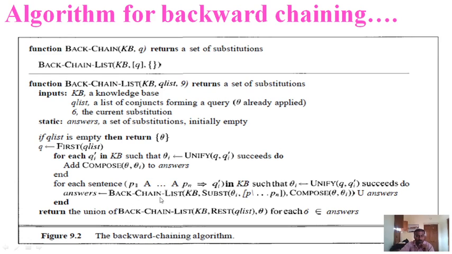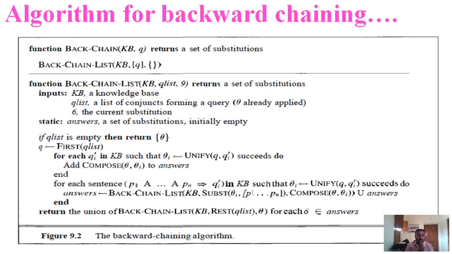So backward chain list, knowledge base, comma substitution. What is the substitution here? We are taking phi, then P1 and so on, Pn, comma compose. So here we have composed the concept, compose of phi comma phi of I, union of answer. So what is the answer we have discussed? The union must be given here. Finally, it returns the union of back chain list, knowledge base, rest of Q list, comma, the same points will be given here. So this is the concept of the algorithm for backward chaining.